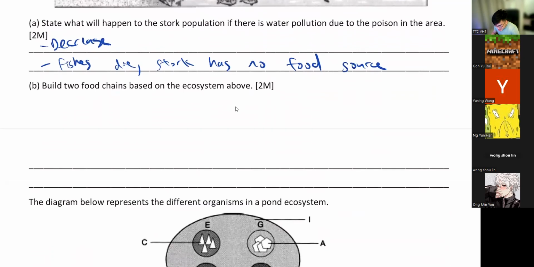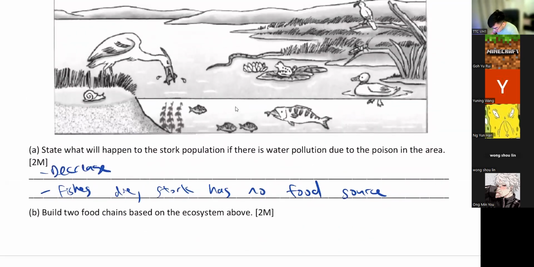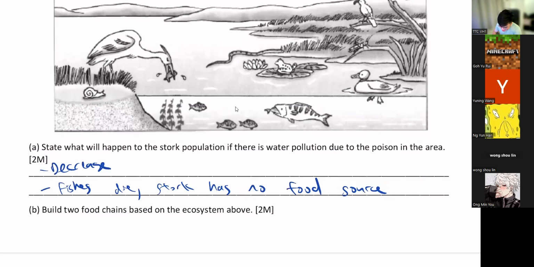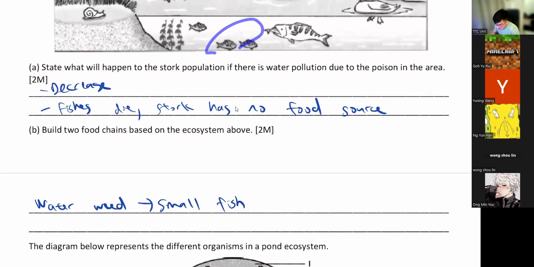Okay. Anyway, so build two food chains based on the ecosystem above. Oh my god, not again. Okay lah. This one got water weed lah. Okay, we start from water weed. For the lack of a better term, they are eaten by a small fish. I don't know what fish is this. Okay, I just call it small fish.